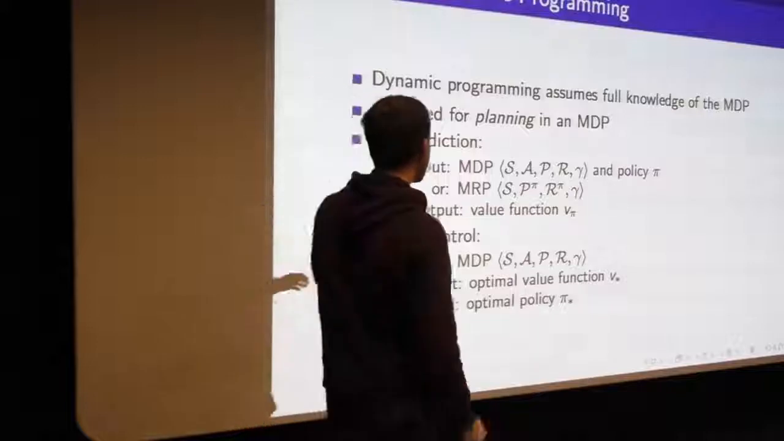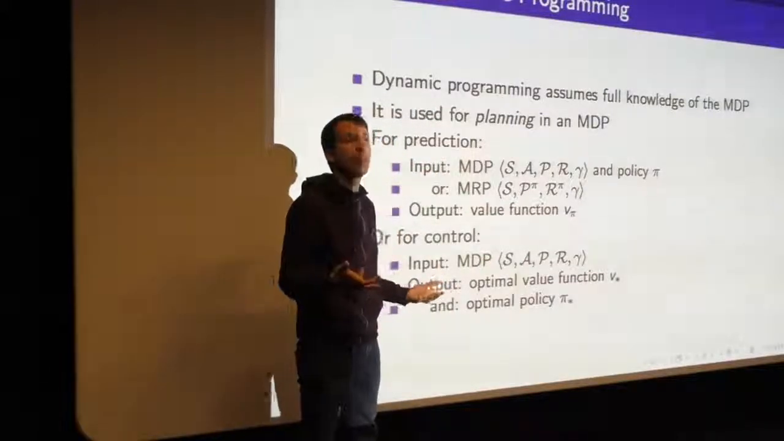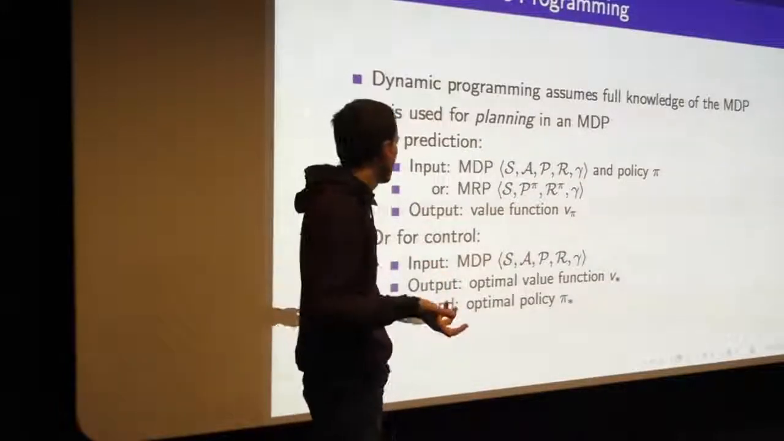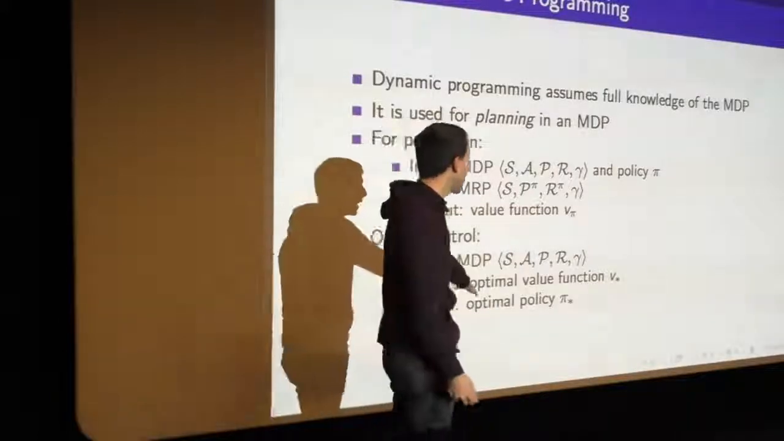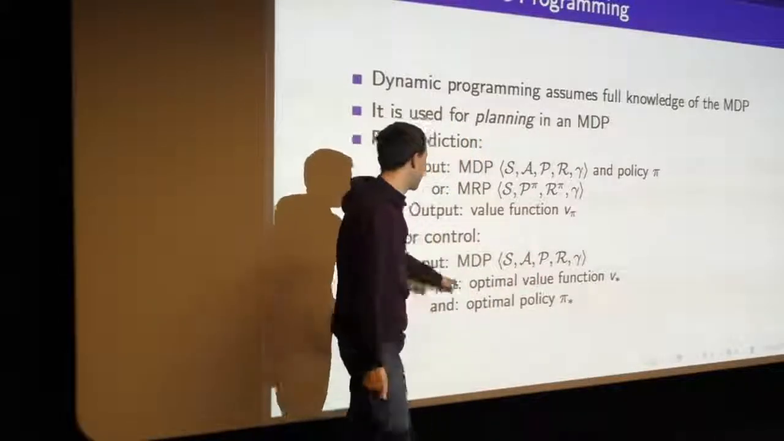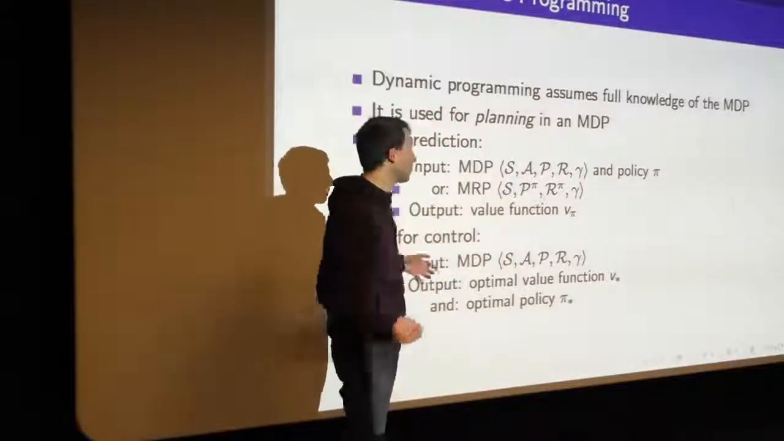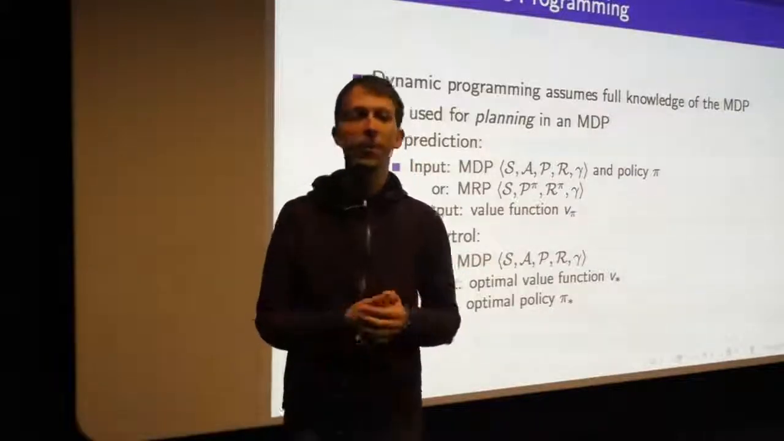Sorry, I should have said, in addition to outputting the optimal value function, when we do control, the thing we ultimately care about is the policy. We want to know how to behave. What's the action that will give us the most reward in every situation? For every state, tell me the best action that you can take. That is the optimal policy. And this implies this, as we saw in the last lecture. So when we do control, we pass in an MDP, we get back the optimal value function, or equivalently, the optimal policy.